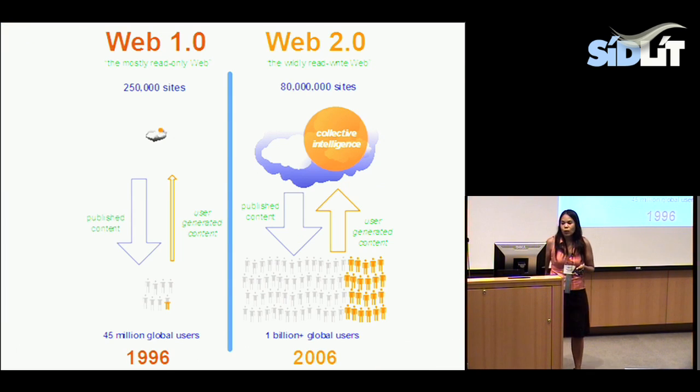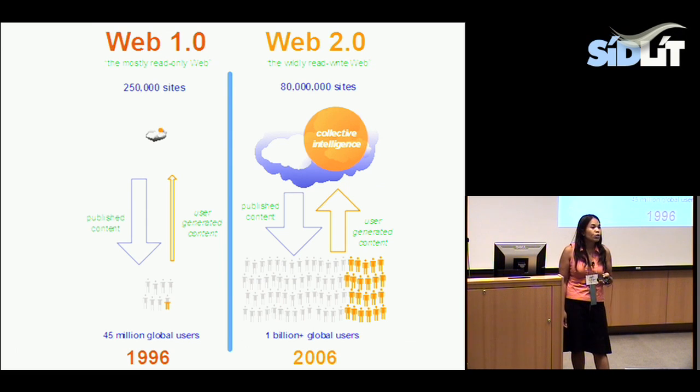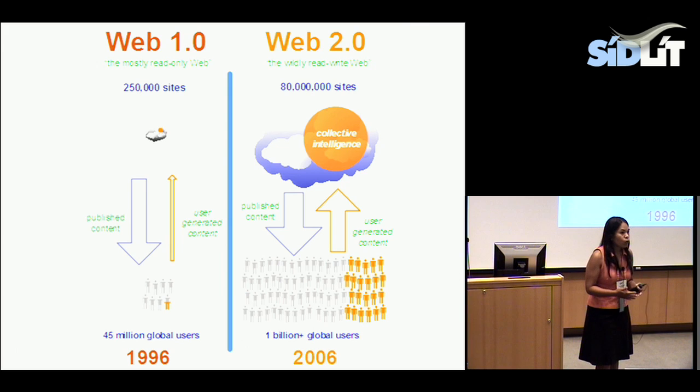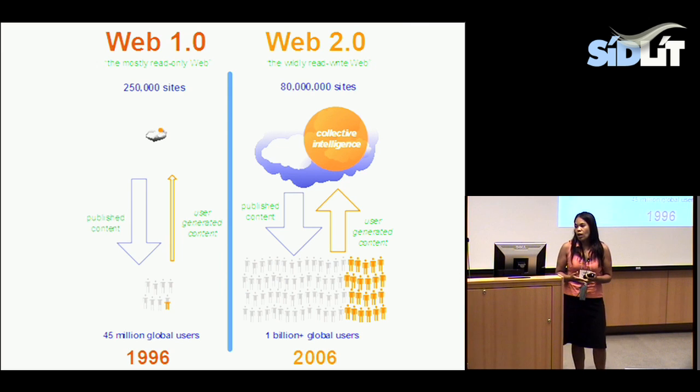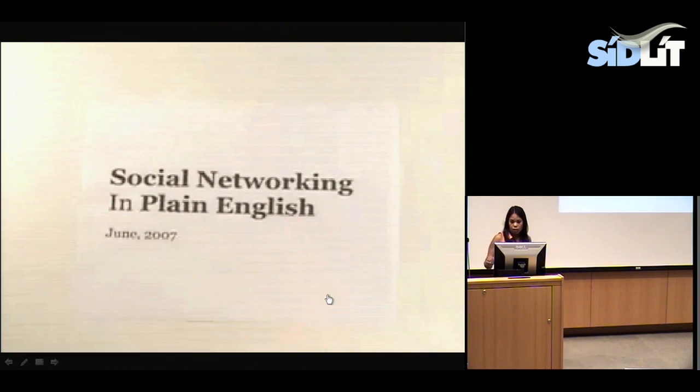In 1996, the web was just a place to go to find information, and there was very little user content, very little that we actually submitted to publish on the web. We had to learn HTML in order to be published on the web. So Web 2.0 came about, and now there's much more interaction. That's 2006, with much more user-generated content. In a nutshell, this is a nice quick video on what social networking is.